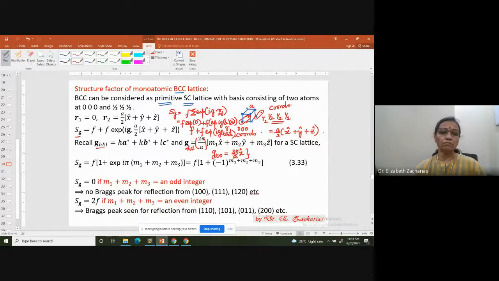Now make that substitution. Make this substitution for G into the above equation. So you get your structure factor as F into 1 plus exponential I pi M1 plus M2 plus M3. Why am I getting this? I'm getting it because I'm just substituting it here.